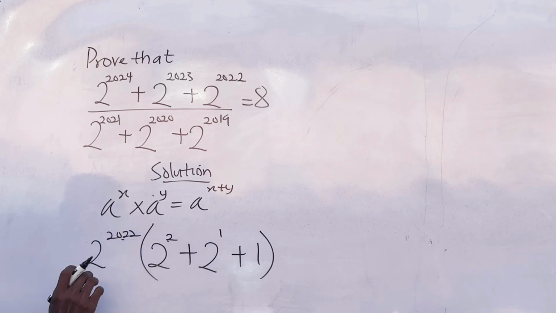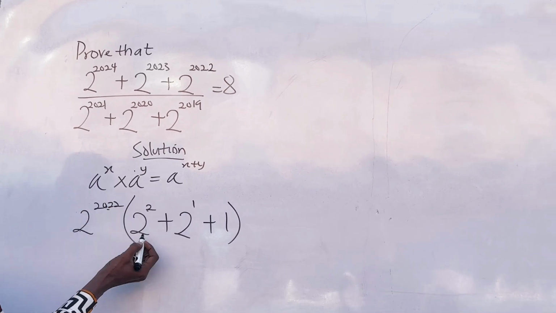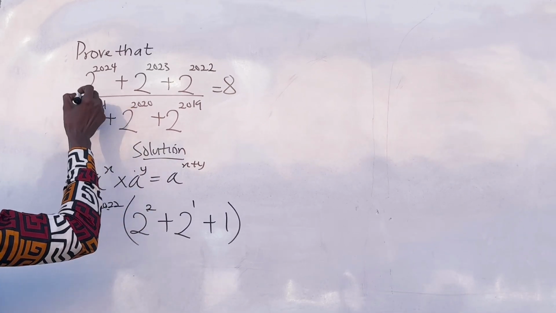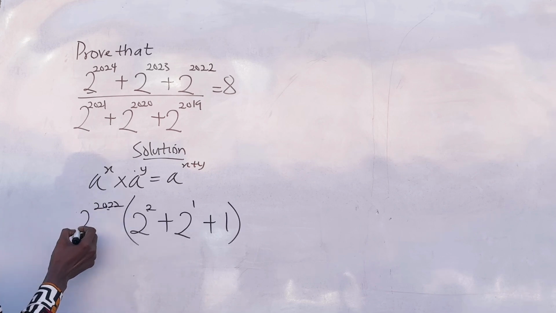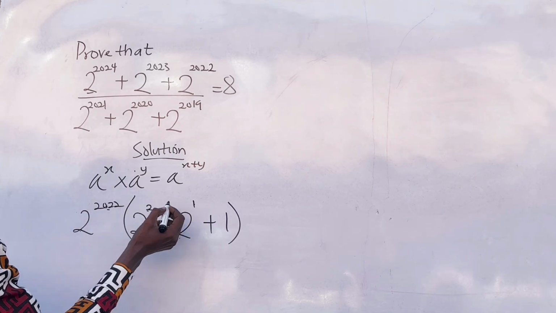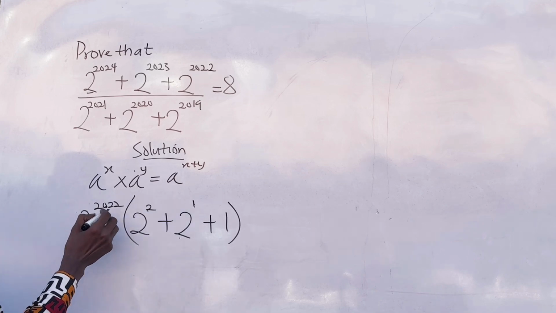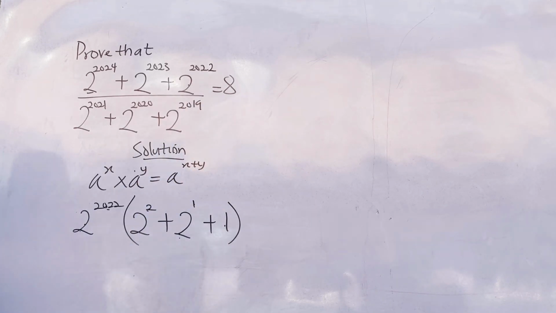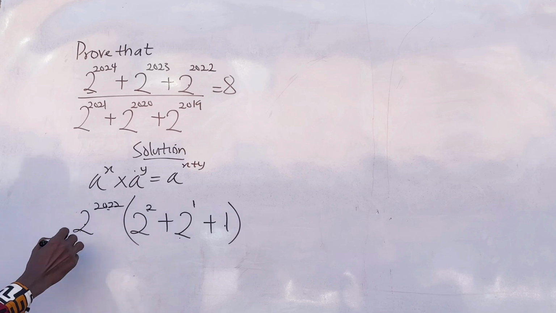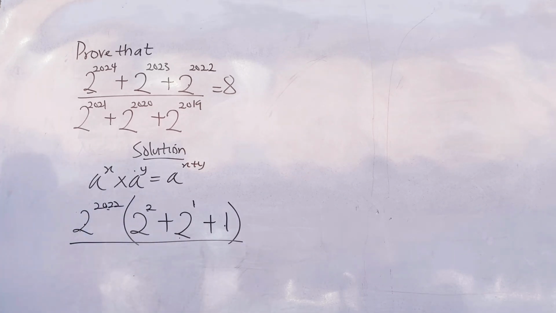So 2 raised to the power 2022 multiplied by 2 raised to the power 2, that gives this. Multiply 2 raised to the power 2022 by 2 raised to the power 1, it gives us 2 raised to the power 2023, because we're adding the powers, right? And this multiplied by 1 is this. So the numerator is fine. So let's see what we can do to the denominator.